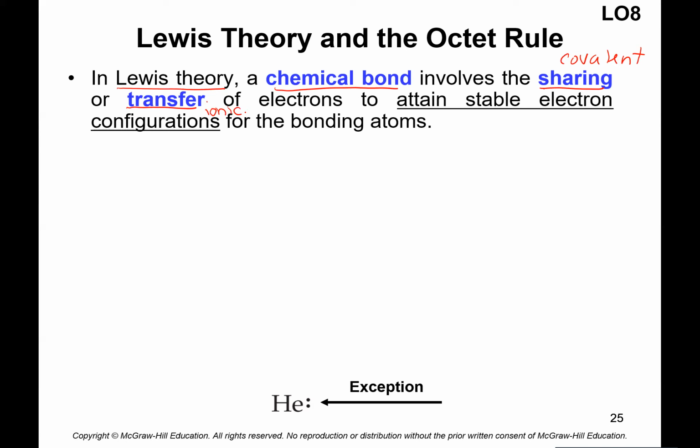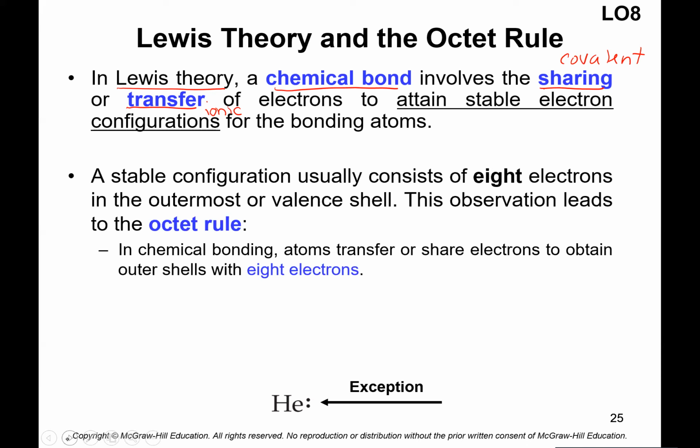Okay, so why do they share or transfer electrons? Well, that is in order to attain a stable electron configuration for the atoms involved in the bonding. What do we mean by a stable electron configuration? Well, this means that 8 electrons are now occupying the outermost or the valence shell. This observation is what led to the octet rule. Okay, so in chemical bonding, atoms transfer or share electrons to obtain outer shells with 8 electrons.